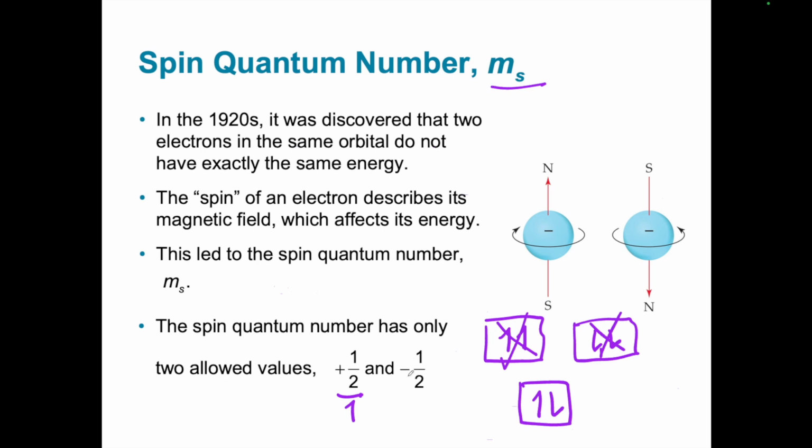That's a plus 1/2, and if it's going downwards, it's a minus 1/2, right? So another way of saying this is that you can never have the same m sub s in a single orbital, which means that one of the m sub s's in a single orbital has to be plus 1/2, and the other one has to be minus 1/2, right? You can't have the same thing. They have to be opposite each other. Okay.